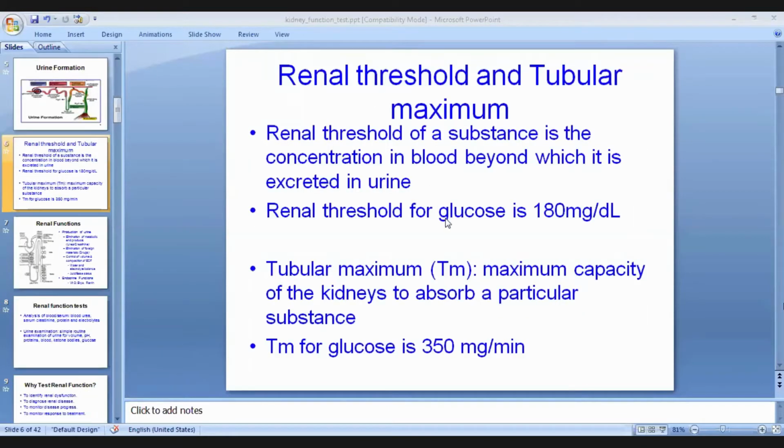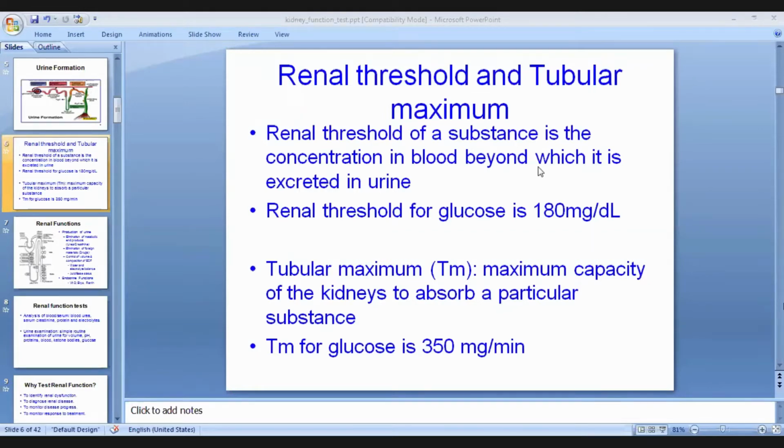Threshold of a substance is the concentration in blood beyond which it is excreted in the urine. So you have to know these 2 term definitions: renal threshold and tubular maximum. Threshold means the concentration of any substance beyond which it will be excreted in the urine. Here the threshold for glucose is 100 mg per dl. That means when our kidney is functioning normally, when there is no defect in the kidney, up to 100 mg per dl of glucose in blood, it will not be seen in the urine. Up to that capacity, the kidney can handle it and it can get reabsorbed.